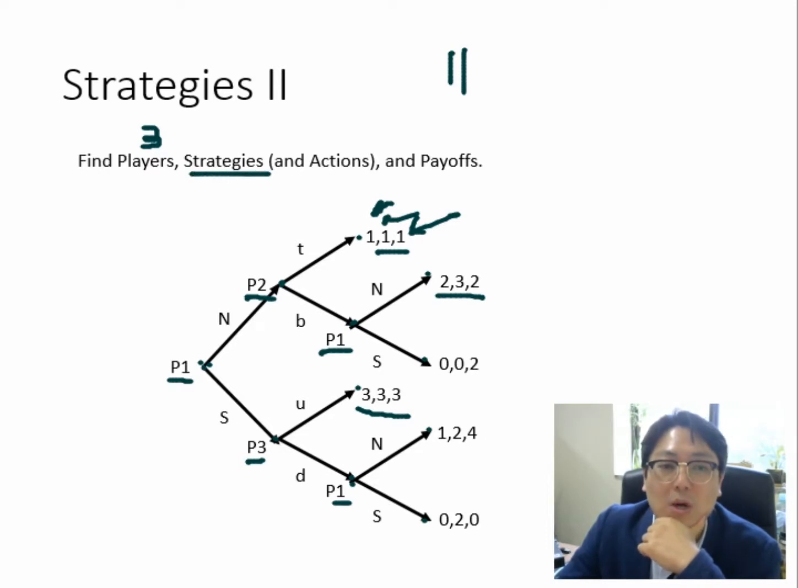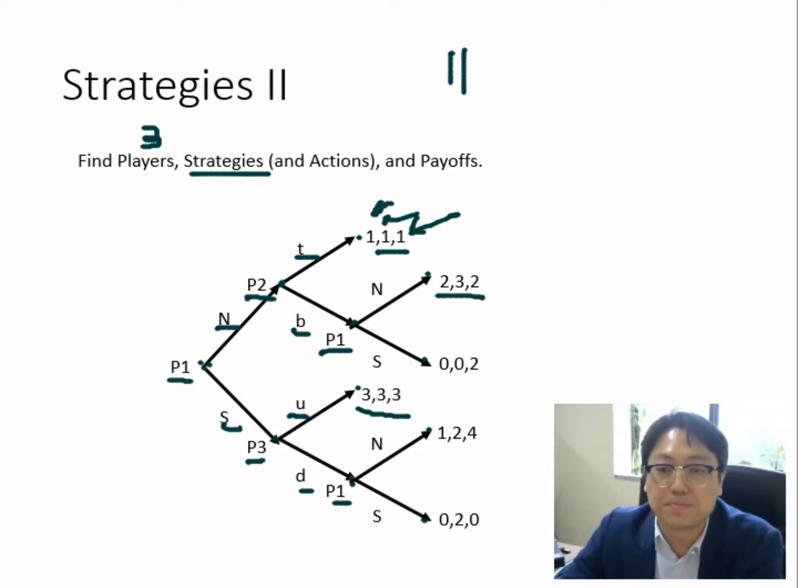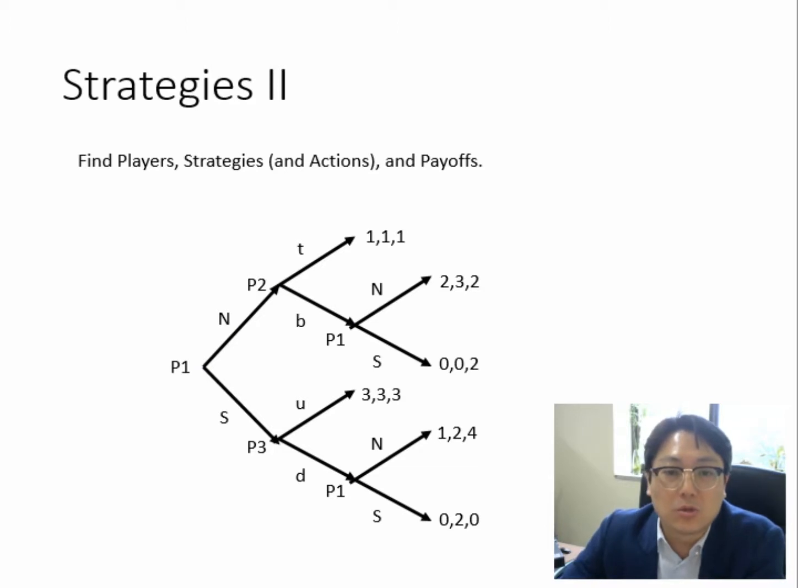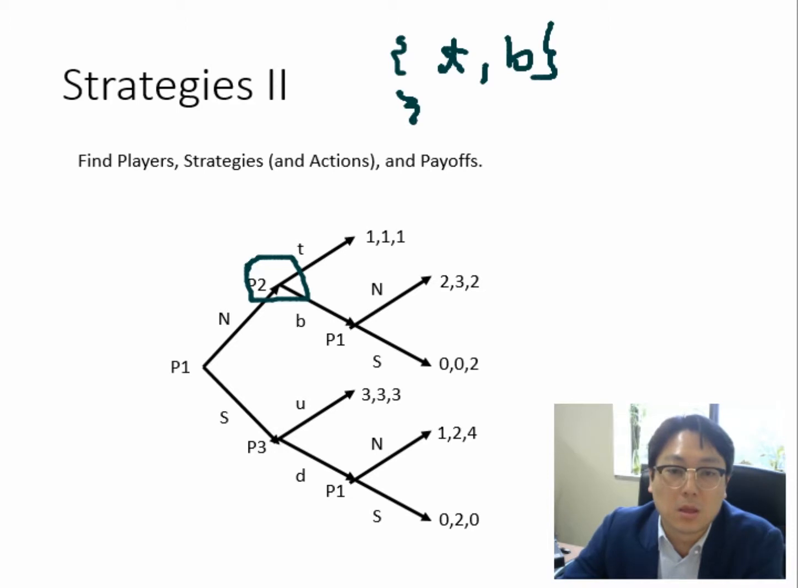Now we need to find what the strategies are. You know, these are actions, okay? These are actions, not strategies. So we are going to find what the strategies are. Let's look at the easy ones. Here, only the second player chooses, and there's no other turn for the second player. So the second player's strategy set is T and B. And the third player is only here. So the third player's strategy here is U or D.